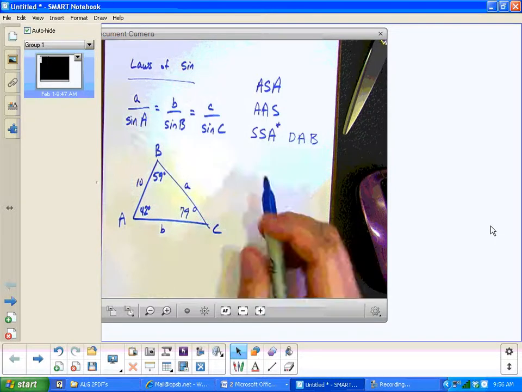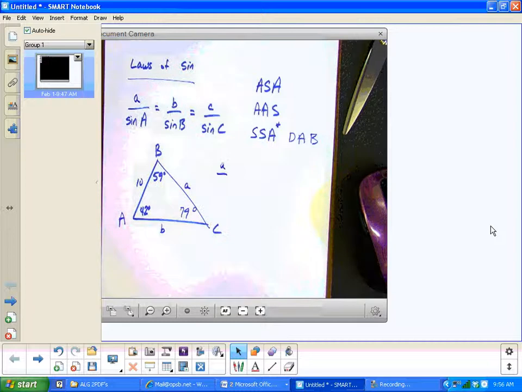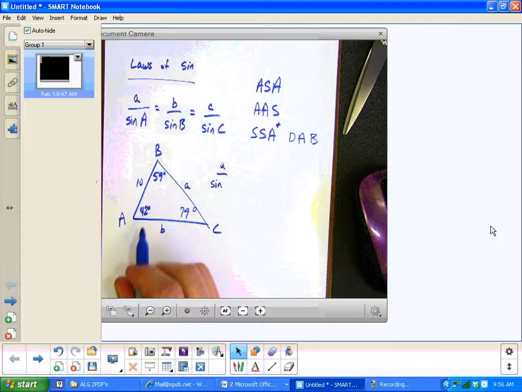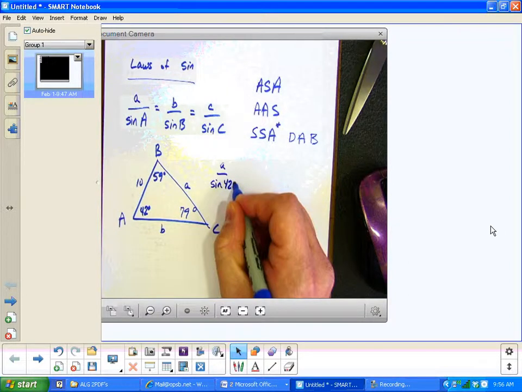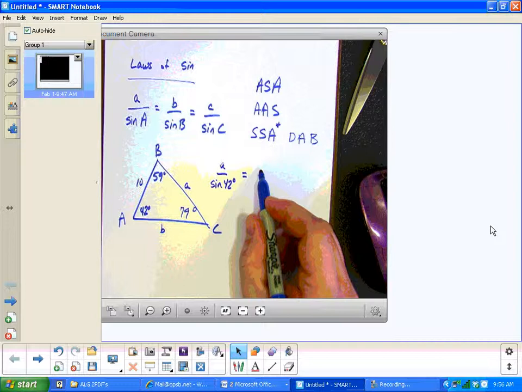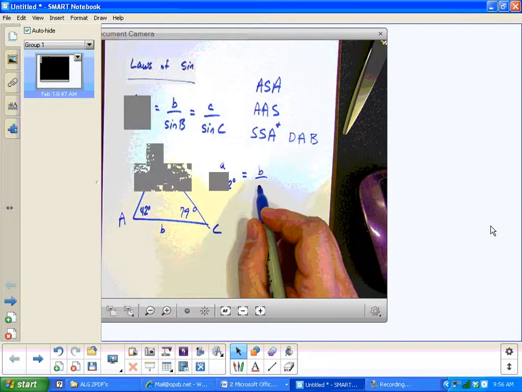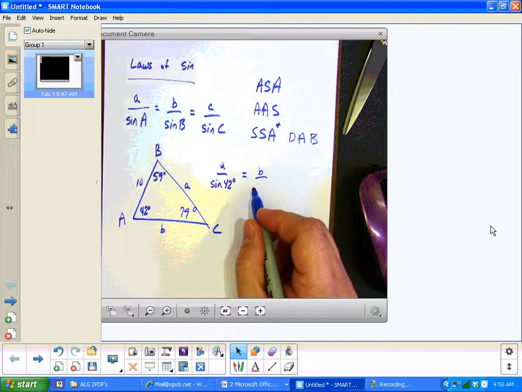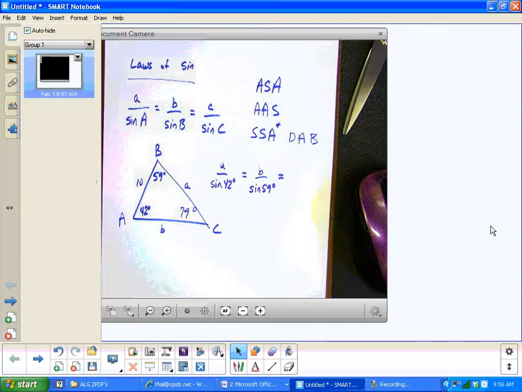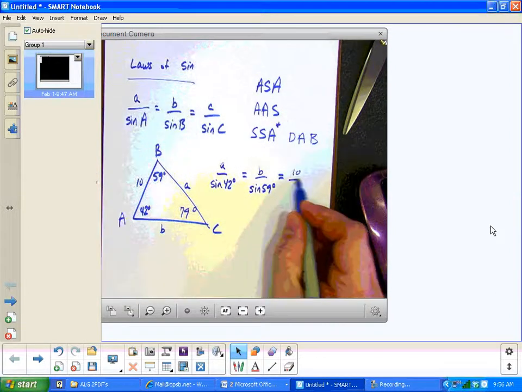So we're going to do A over the sine of A, so A over sine of 42 degrees. Now B over the sine of B. All right, so tell me what the next ratio is going to say there. Sine of 59. And now little c over the sine of big C. So we know that one, don't we? 10 over the sine of 79.